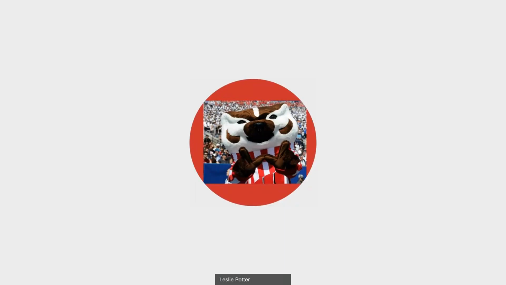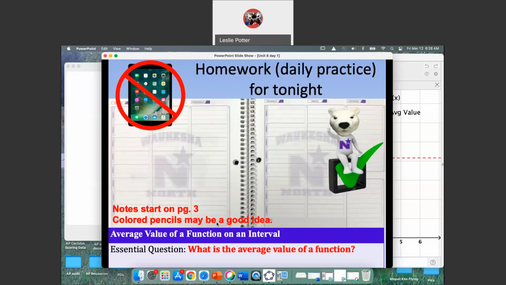And they start on page 3 of your packet. Having some colored pencils might be a good idea. We're going to color code some graphs.